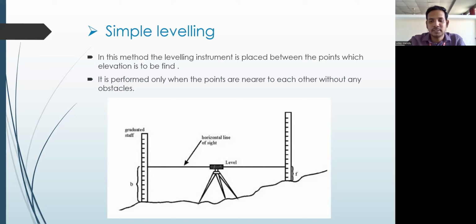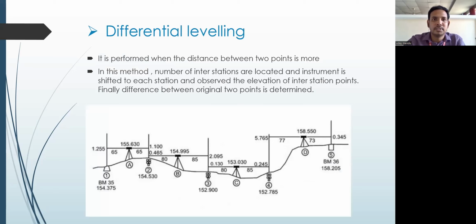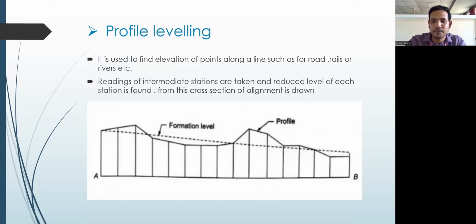Next one is differential leveling, right? Differential leveling is performed whenever the distance between the 2 points is more. When you have to find out the elevation of 2 different points and the distance between them is more, then we go with differential leveling. What you will be doing with differential leveling means, for example, here if you see point 1 and point 5.